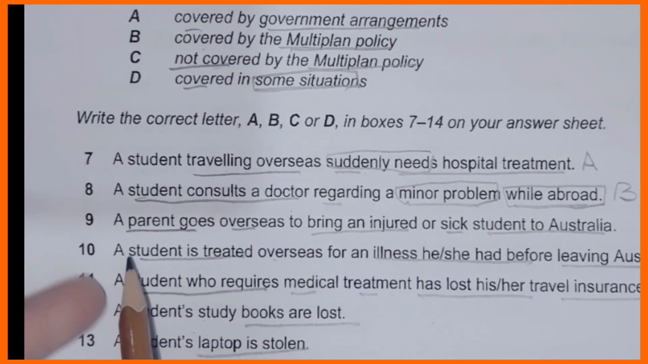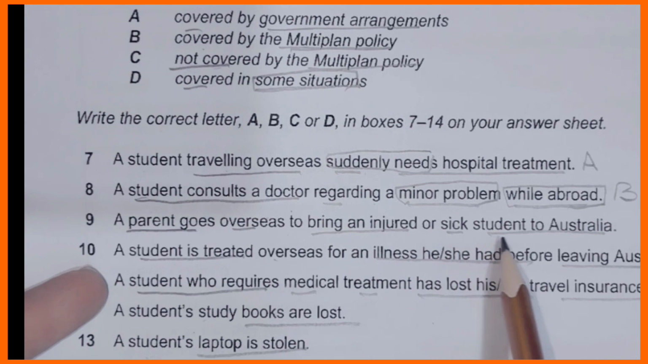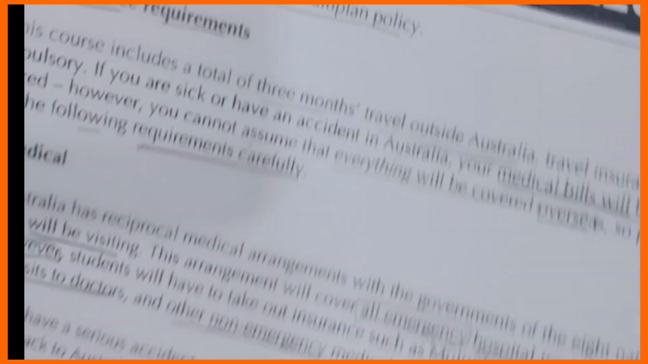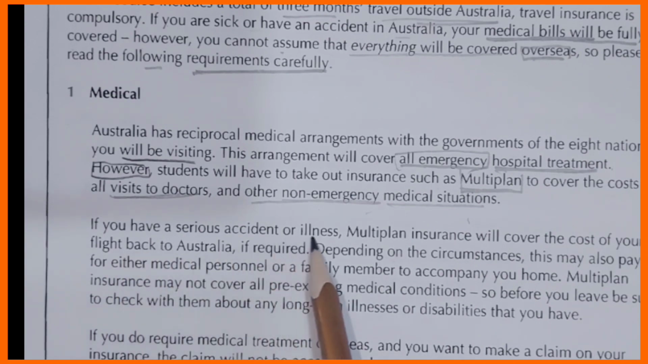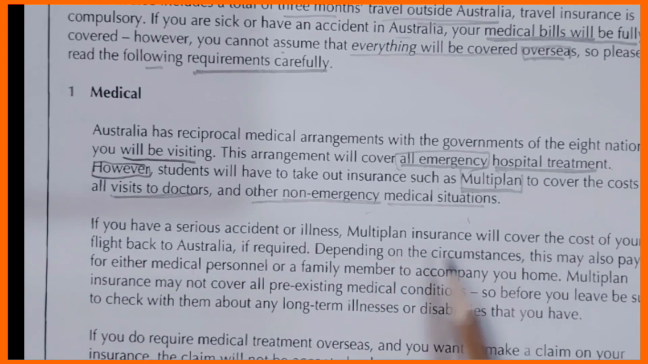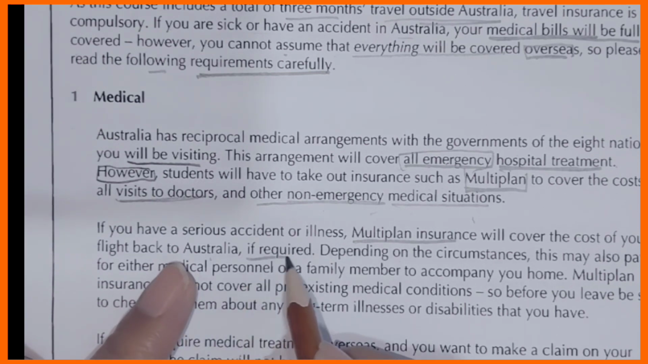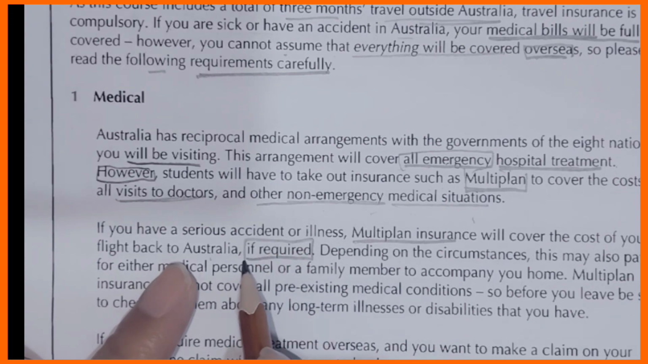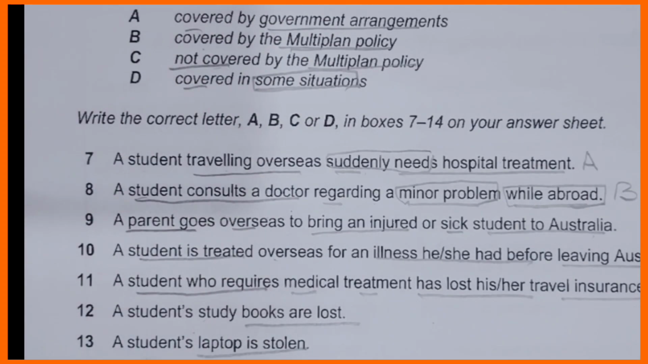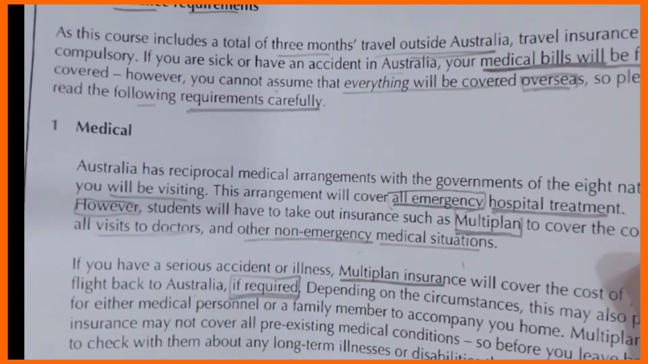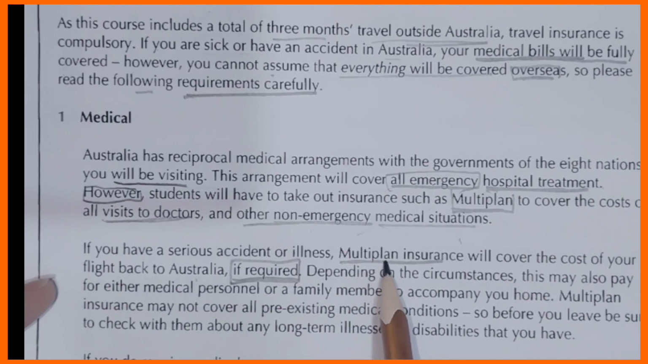Now let's move towards our next question. A parent goes overseas to bring an injured or sick student to Australia. So if a parent is going and bringing a sick or injured student: if you have a serious accident or illness, multi-plan insurance will cover the cost of your flight back to Australia. For the student, they're talking about for the student, if a student is having illness or any problem, the multi-plan insurance will cover the flight to Australia if required. So there is a condition here, if required. So what is the answer here? D. Covered in some situations. A parent goes. So they are talking about the parent, okay, not about the student. They are saying if required, then the student can be covered through the multi-plan insurance policy.